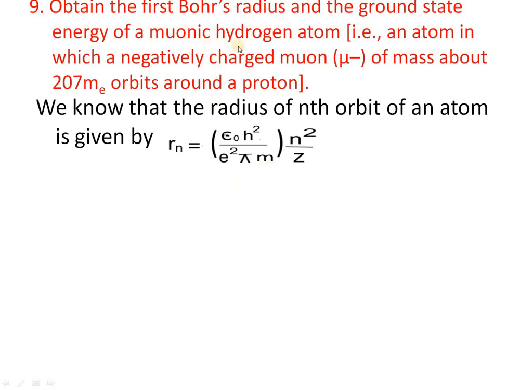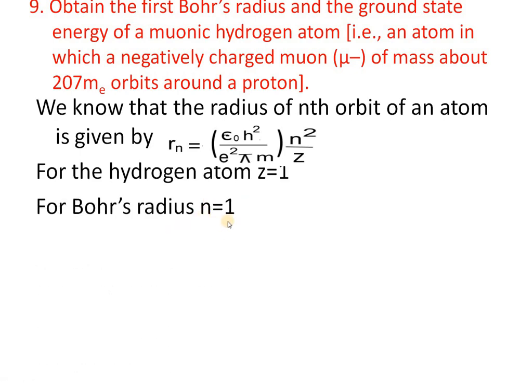Now as we see, for the muonic hydrogen atom also, Z is equal to 1, that is, it contains only one proton. So for Bohr's radius, n is equal to 1. If we substitute, we will get R1 equal to epsilon naught h square divided by pi m e square, with n equal to 1 and Z equal to 1. This is for the muonic hydrogen atom as well as the hydrogen atom.